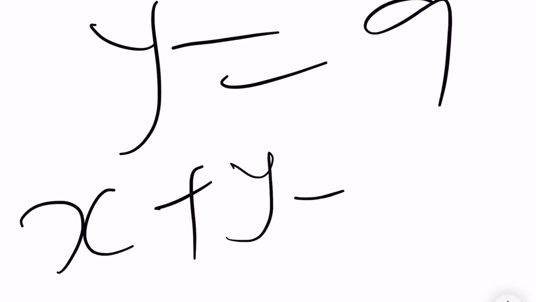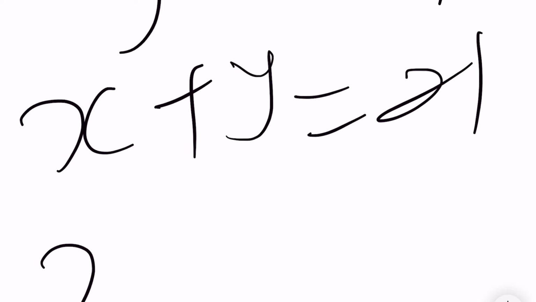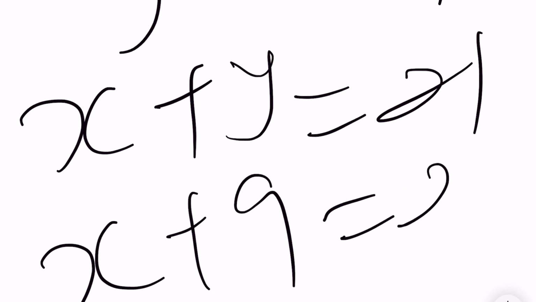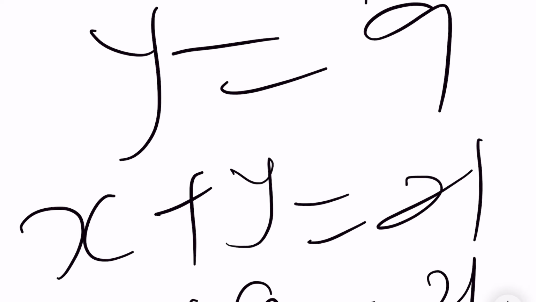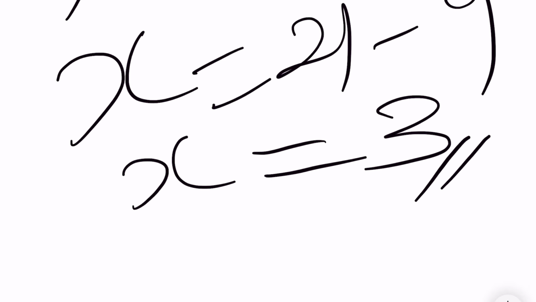Our y is 9. So we have x plus y equals 21. We have x plus 9 equals 21. We have x to be 21 minus 9. We have our x to be 3. So we've gotten our y to be 9 and our x to be 3.